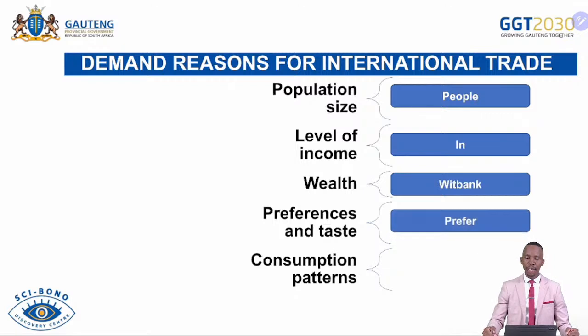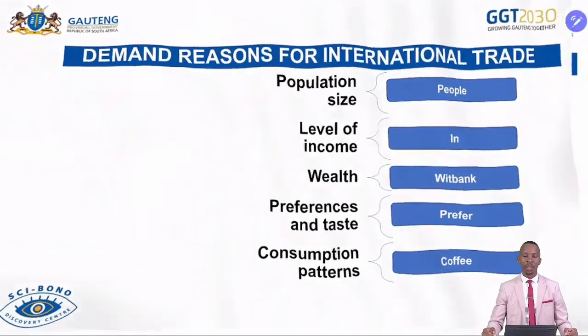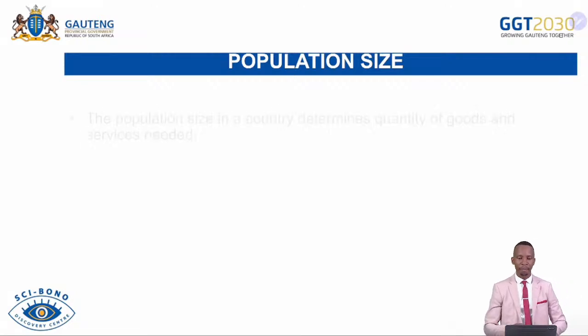We say people in wealthy banks prefer coffee. P stands for population. In stands for income. Wealthy bank stands for wealth. Preferences stands for prefer. And then coffee, which is C, stands for consumption pattern. So these reasons will be discussed in detail. I was just giving you a summary.